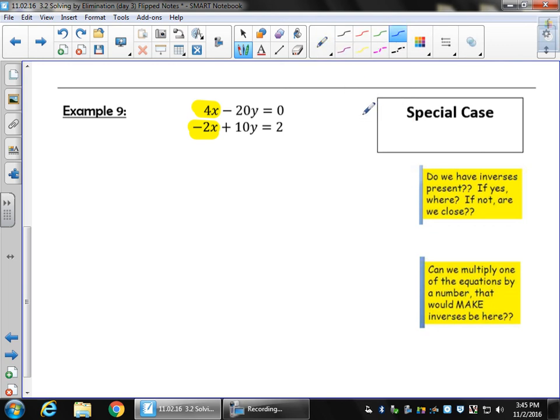But can we make that happen? Yes, we can. Make a choice. I think I want my x's to cancel this time. So if this is a positive 4x, this needs to be a negative 4x. I can accomplish that by multiplying through by 2. We're not going to touch the top equation, so 4x minus 20y equals 0. And the bottom equation becomes negative 4x plus 20y equals 4.